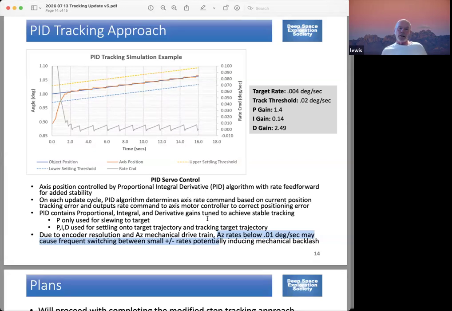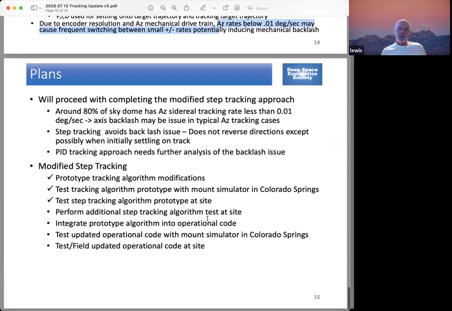So going to the next plan, we've looked at, okay, should we just finish the modified tracking approach, or should we go forward and do more work on the PID approach? Based on this issue with backlash, we've currently decided that we should just complete the modified tracking approach, get it fielded. It'll give us an improvement in ability to tune the update rates. And so that's what our current plan is.